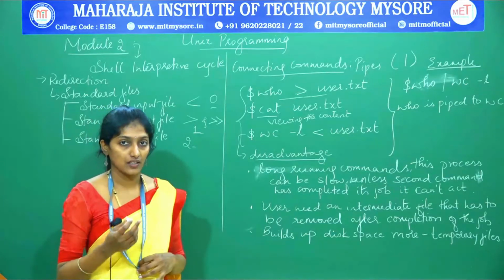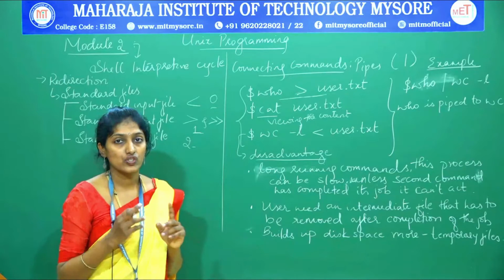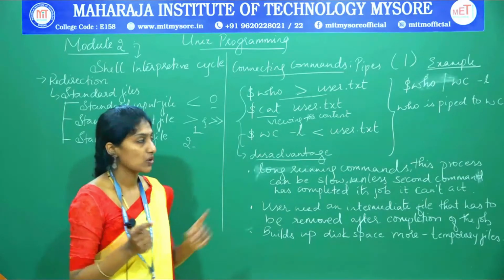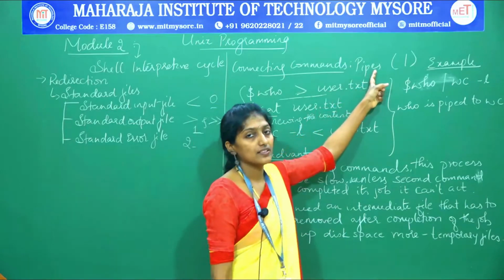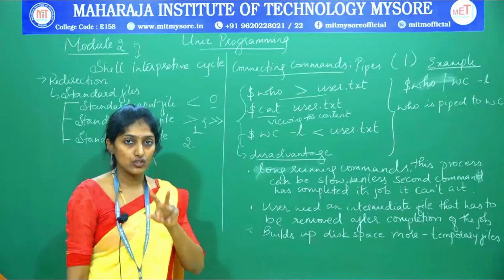So just to overcome these disadvantages, the shell has one concept for connecting two commands. The shell sets how it is going to connect the two commands by using a concept called pipe. So that is what pipes refer to. Pipe is going to connect the two commands.